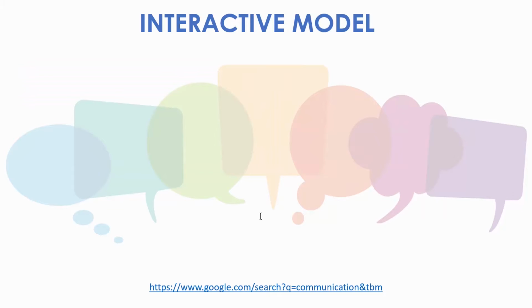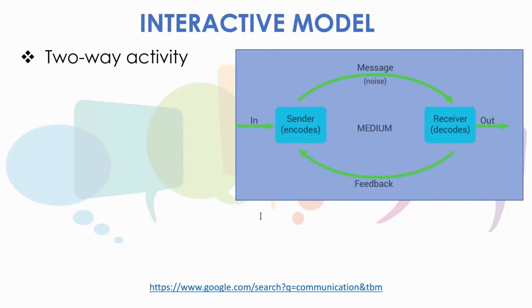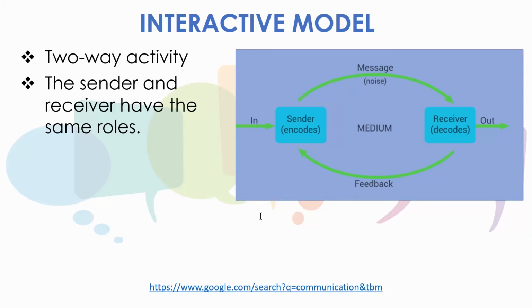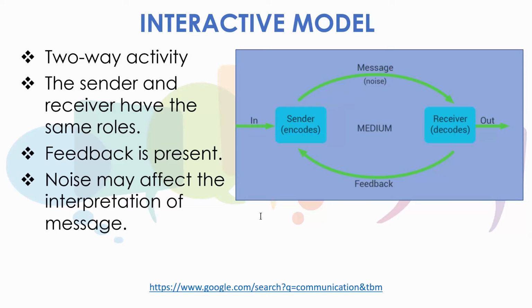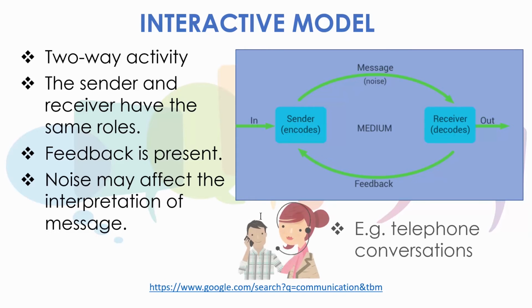The next one is the interactive communication model. It shows a two-way activity. The sender and the receiver have the same role in the activity. Either one comes up with an idea, sends a message, and reacts to the concept. The model involves feedback, an element missing from the linear communication model. It may also include noise, an element that affects the interpretation of the message. An example of this model is telephone conversations. When two people are talking on the phone, both are required to speak and respond to each other's message.